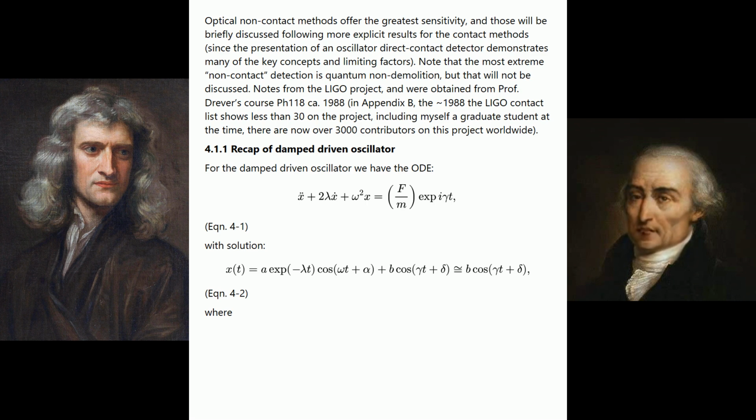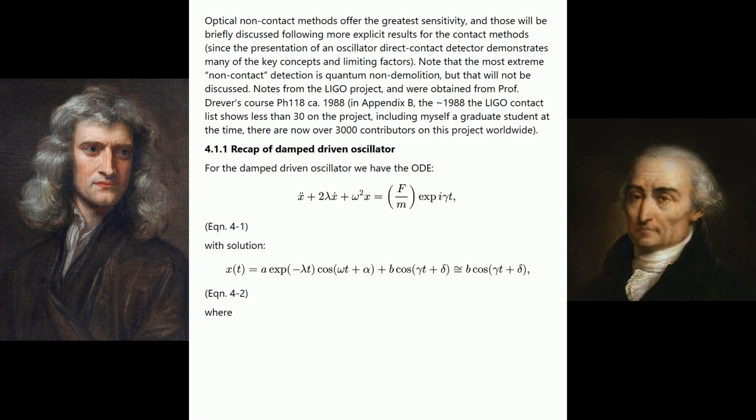Notes from the LIGO project were obtained from Professor Drever's course PH 118 CA 1988, in Appendix B. The 1988 LIGO contact list shows less than 30 on the project, including myself, a graduate student at the time. There are now over 3,000 contributors on this project worldwide.